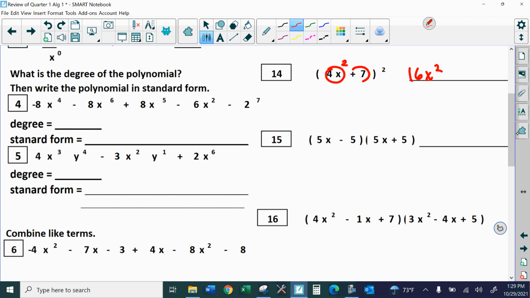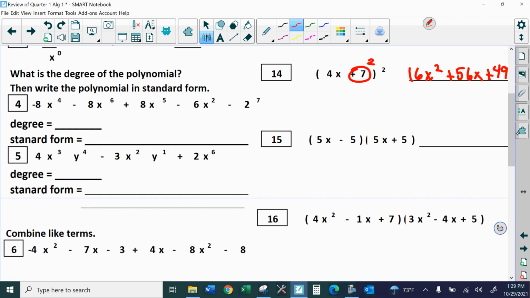I then take the two terms, 4x and positive 7, multiply them together and double that. That gives you my middle term. So I have 8x times 7 is 56x. That's the middle term. And the last term comes from just squaring the last term, the second term here. 7 squared is positive 49.